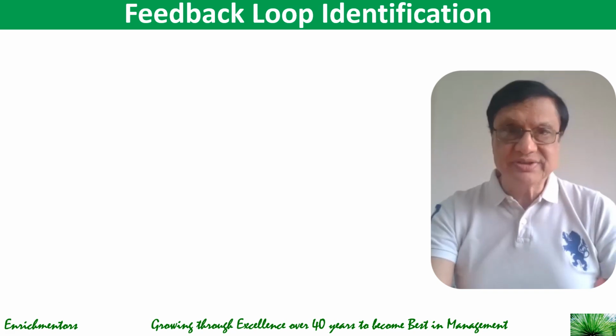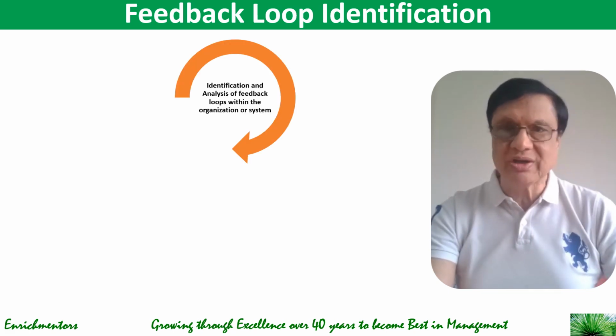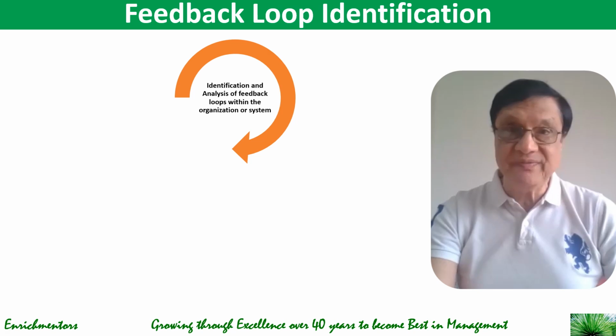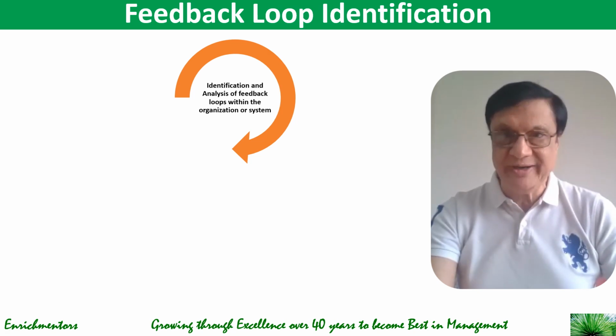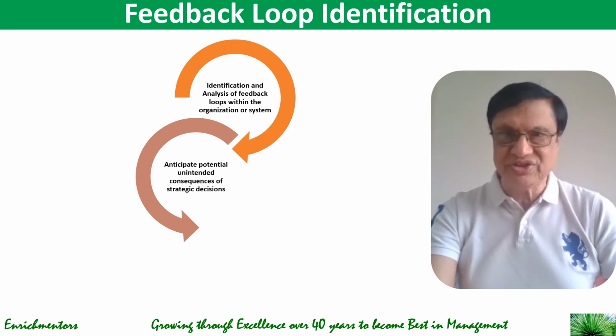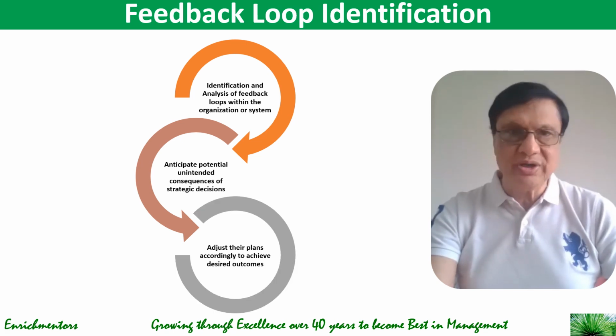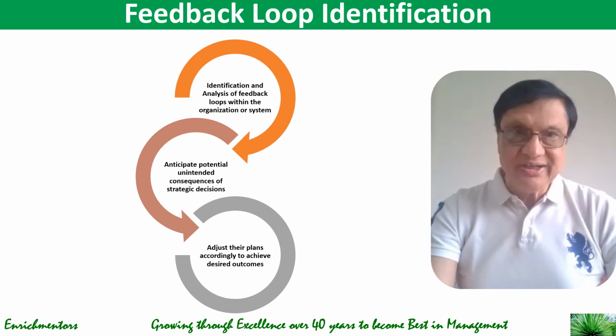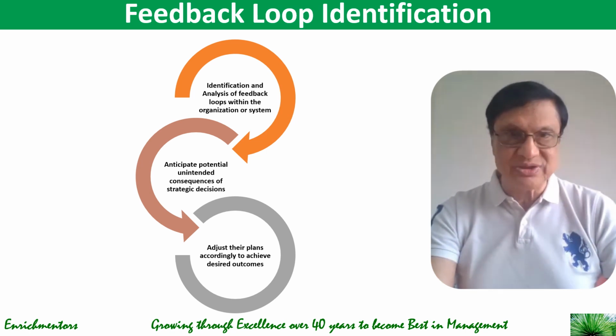Also, system thinking enables the identification of feedback loops within the organizational system, and we spent time on that earlier. Strategic planners can analyze how feedback loops may amplify or dampen the effect of the interventions they're planning over a period of time. By recognizing the presence of these feedback loops, you as a planner can anticipate potential unintended consequences of strategic decisions and adjust your plans according to the desired outcomes you want to achieve. So feedback loops are a wonderful tool that system thinking provides for strategic thinking as well.